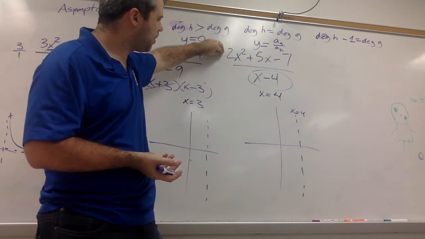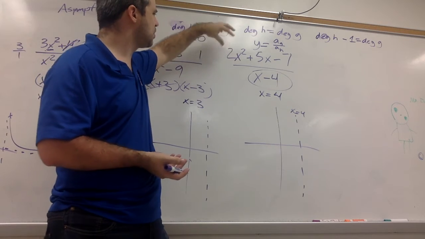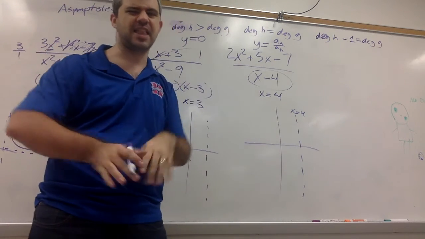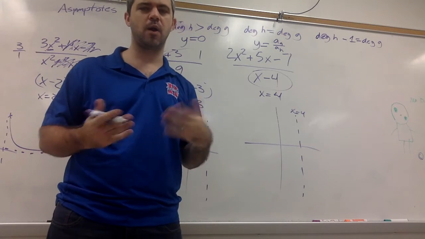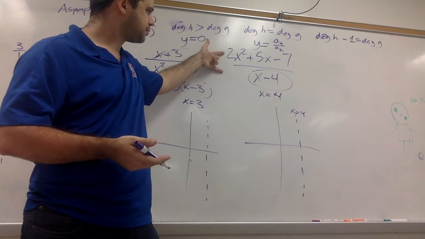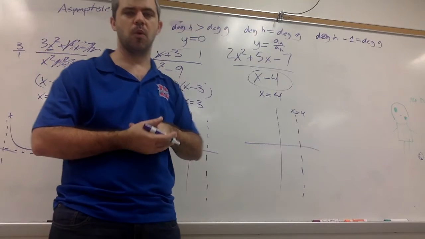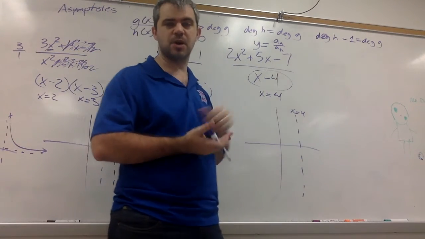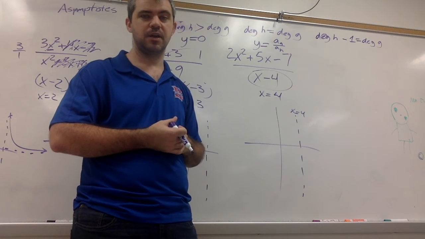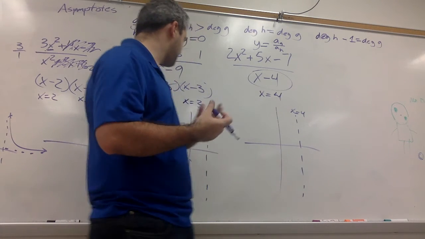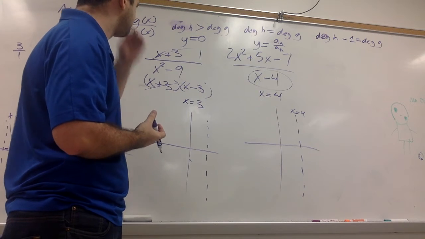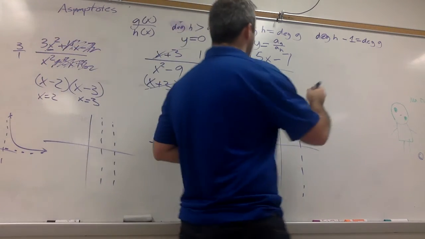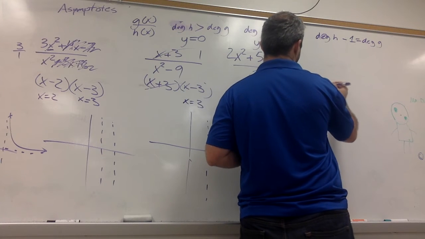Now, if it's like 2 or 3 or 4 degrees higher, then it starts taking off really fast in like a quadratic way or a cubic way or whatever. But when it's only 1 power more, we're actually going to have an oblique asymptote that's a line. So how do we find that? We're going to take this and we're going to divide.